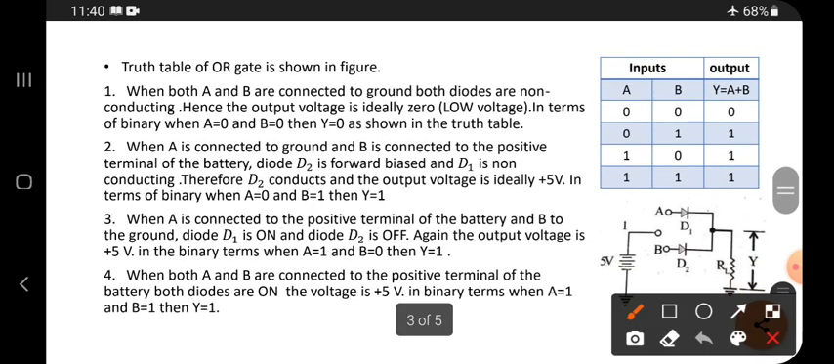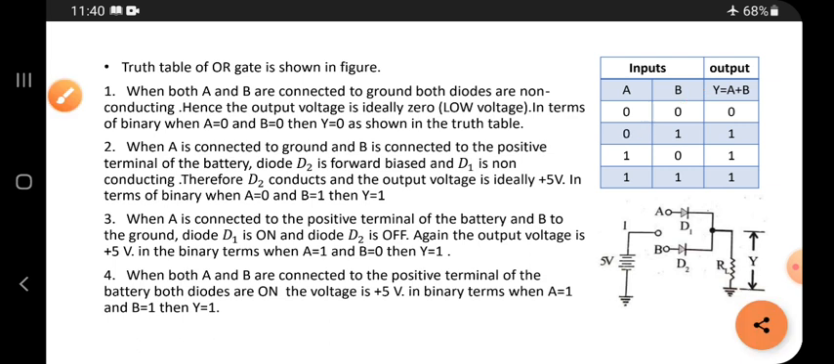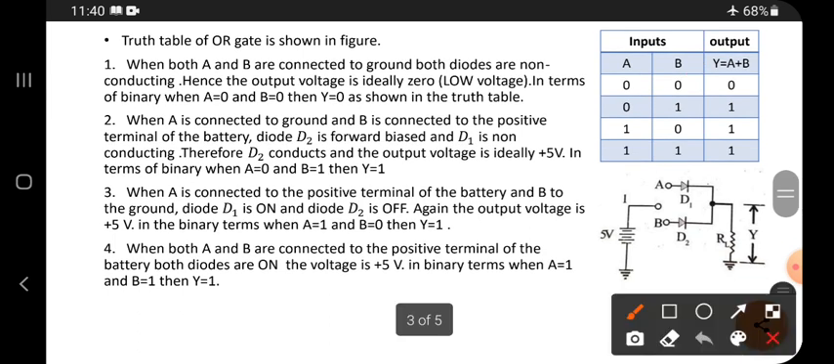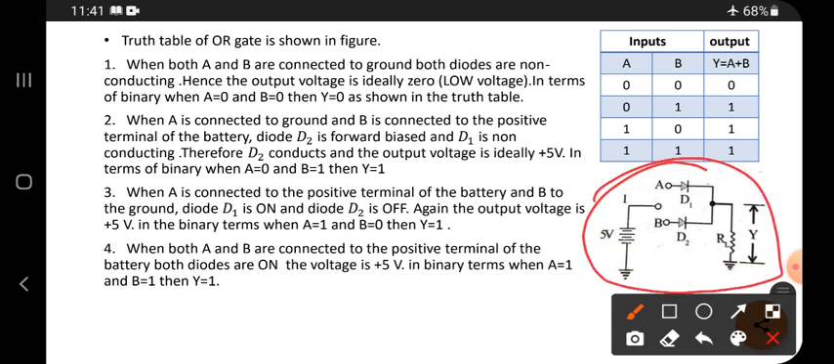The truth table of the OR gate is shown in the figure. Next, this OR gate can also be explained by discrete components, with a discrete circuit diagram. How?